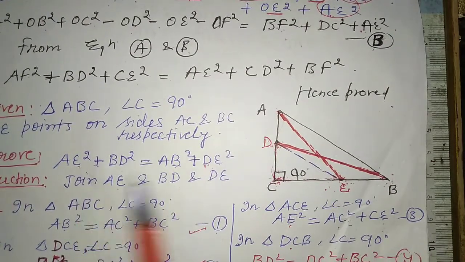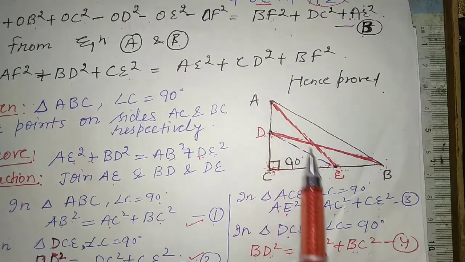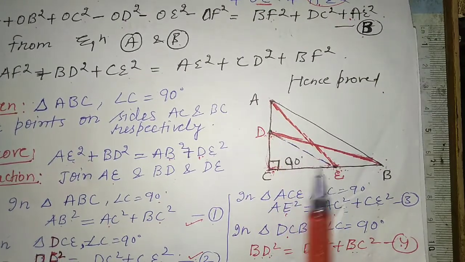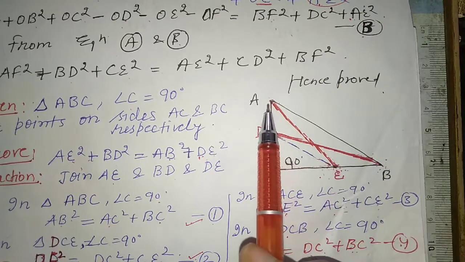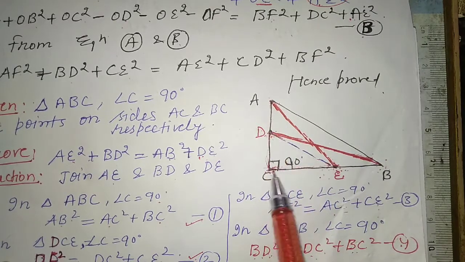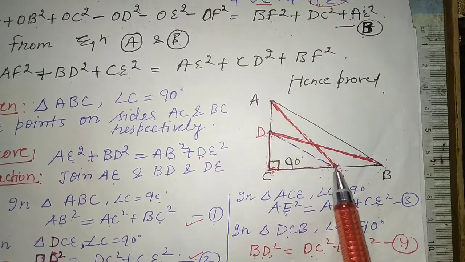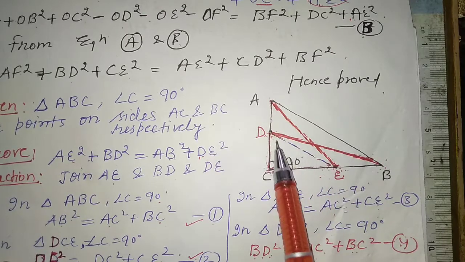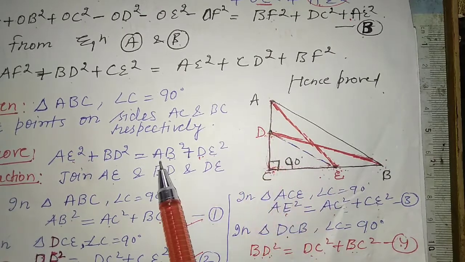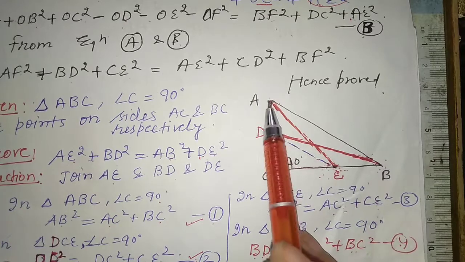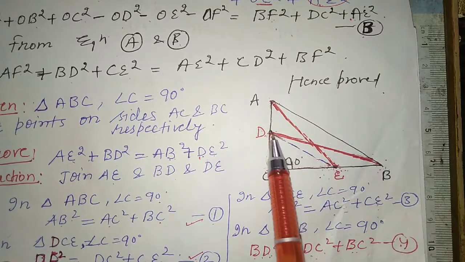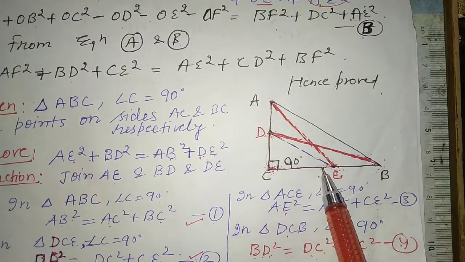So here is given AE. Where is AE? This one is AE. BD. BD is this one. So you can see AE is the hypotenuse of triangle ACE and BD is the hypotenuse of triangle BCD. AB is given. AB is the hypotenuse of the triangle ACB and DE is the hypotenuse of triangle DCE.